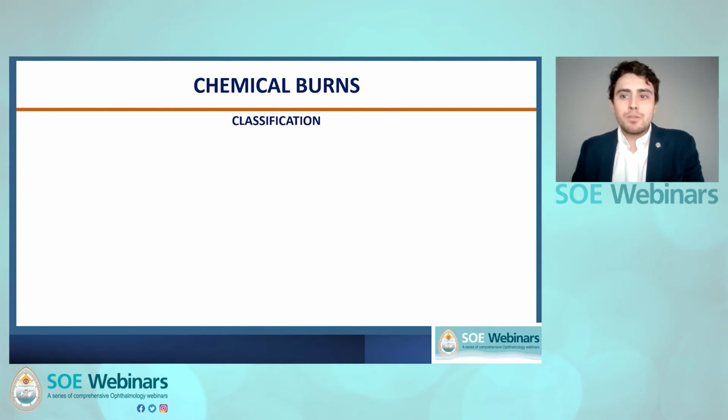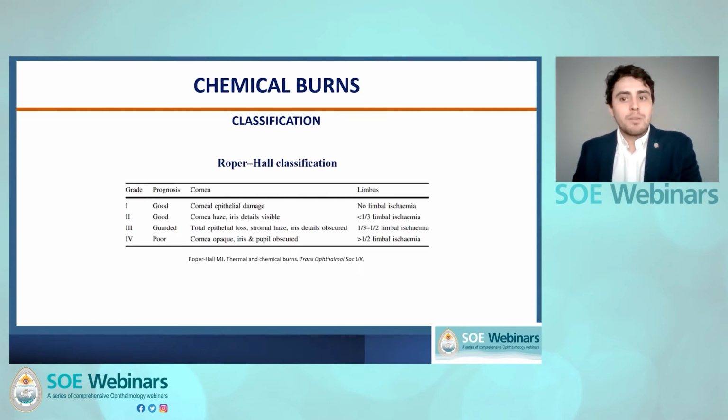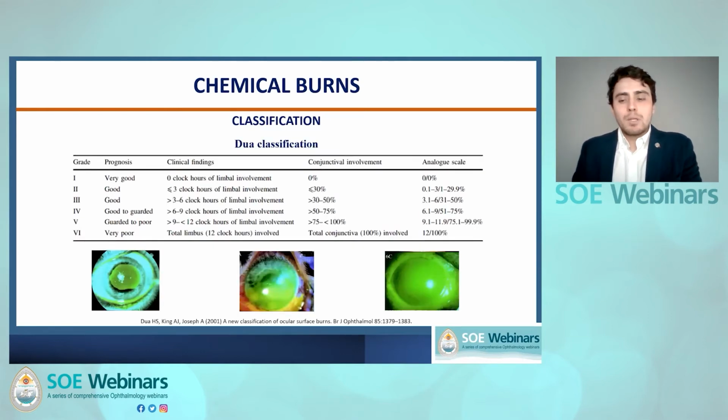There are two main classifications, the Roper Hall and the Dua. The Roper Hall classification is an important classification system of accurate prognosis, being simple to follow and used in several clinical trials. A weakness of this classification system is that it doesn't take into consideration the conjunctival injury, which has been shown to be of value in predicting prognosis for corneal maintenance and symblepharon. The other classification, the Dua, has been developed to enable more accurate prognosis stratification, particularly for severe injuries. A key difference between one and the other is that the Roper Hall classification relies on the presence of perilimbal ischemia to assess the limbal stem cell injury, while the Dua requires the presence of fluorescein staining on the limbal area.